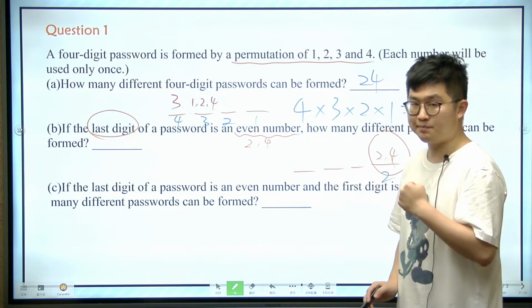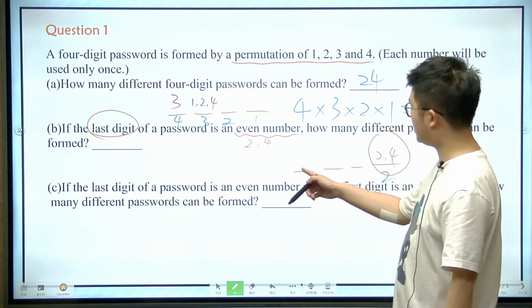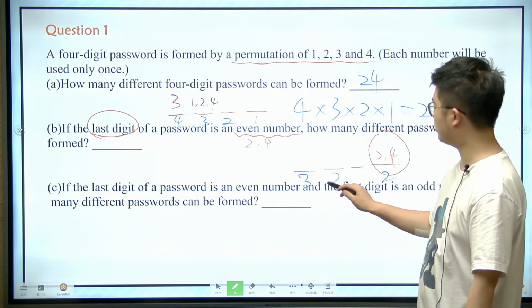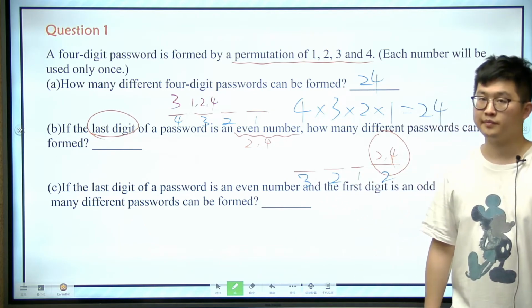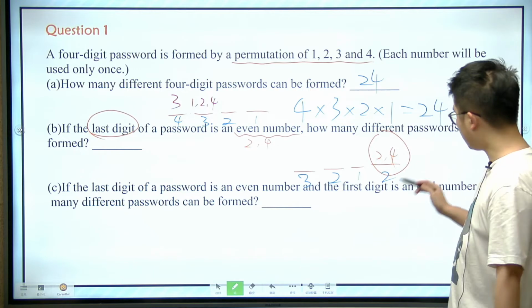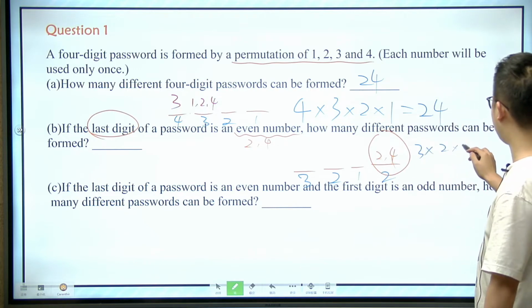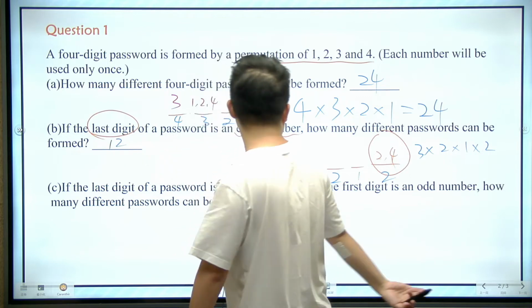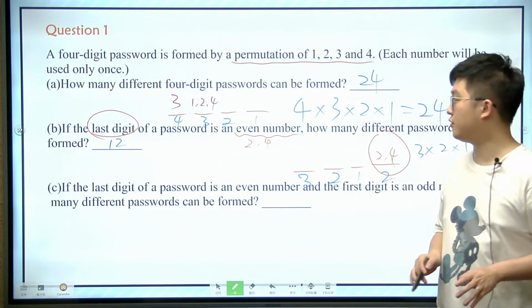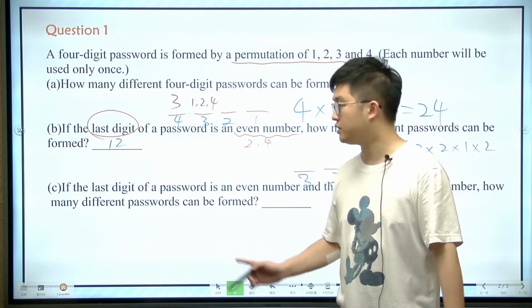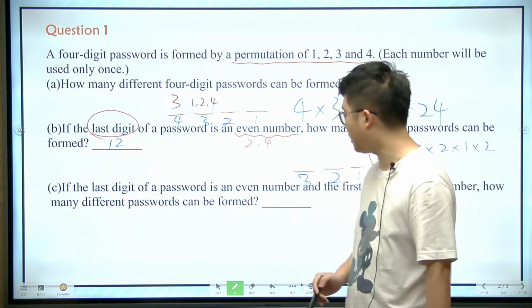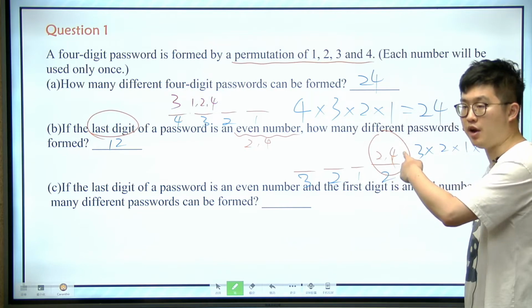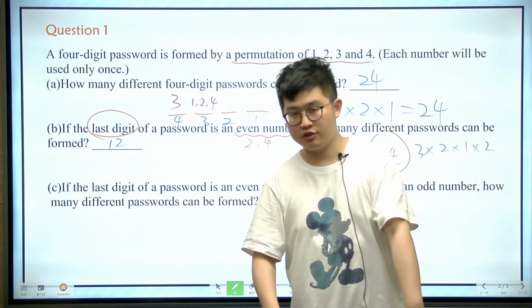Then we deal with the rest. This place, we use 1 here, so there are only 3 choices here, 2 choices here, 1 choice here. So in total, this should be 3 times 2 times 1 times 2, which would be 12. So only 12 different passwords satisfy the second question, because we have a special request for the last digit and we deal with it first.